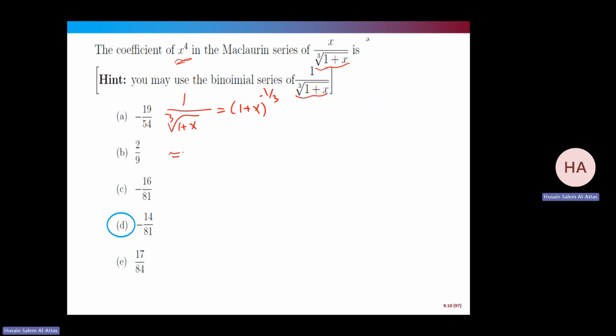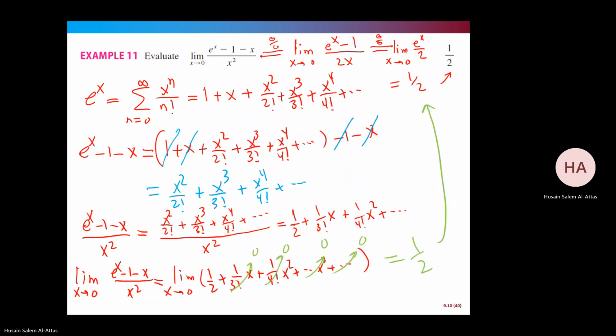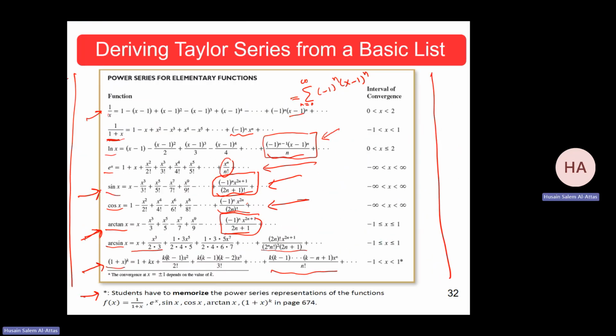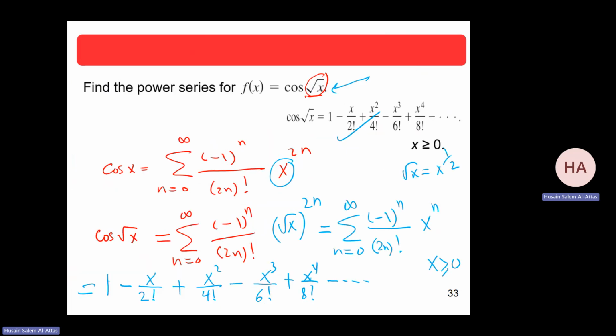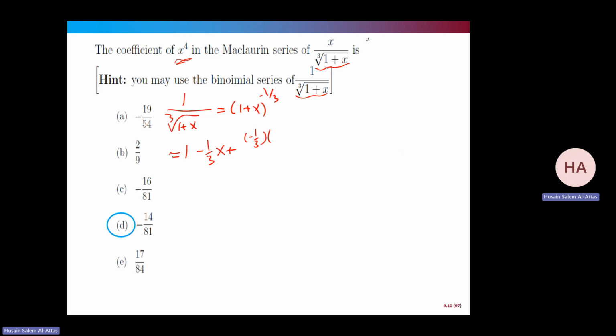Let me put the formula in front of us. This is the formula: 1 plus kx, k is minus 1 over 3, plus k times k minus 1, x squared over 2 factorial, and so on. I need up to x cubed because then I multiply it by x to make it x to the power 4. Plus minus 1 over 3, times minus 1 over 3 minus 1, times minus 1 over 3 minus 2, over 3 factorial, x cubed, plus the rest.